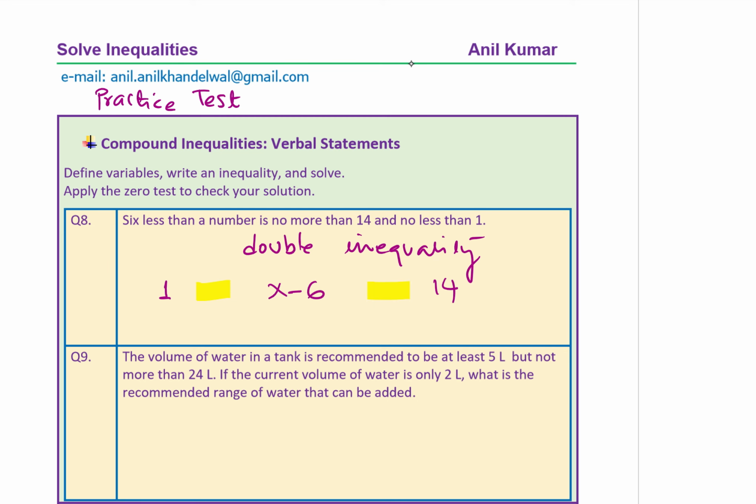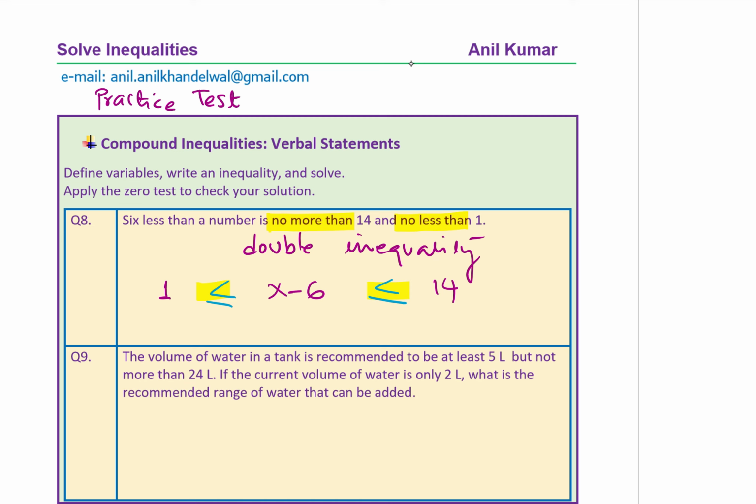We are saying it is no more than and no less than. Can it be 14? That is what the question is. Not more than, right? So it could be 14, right? And no less than, not less than 1, right? So it could not be below, but it could be 1. You get the idea? And therefore, we have an inequality. You see. So that is how you have to translate to get to the equation. Now it is easy to solve.